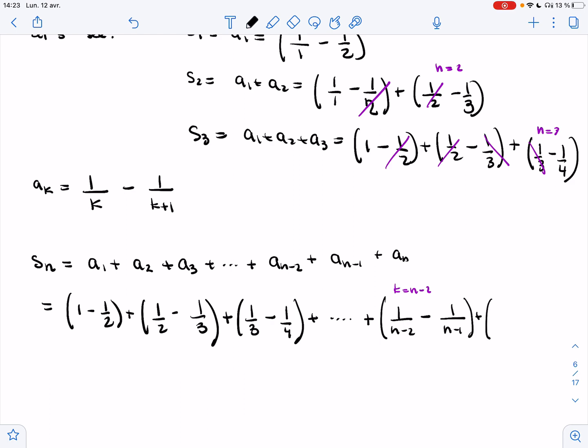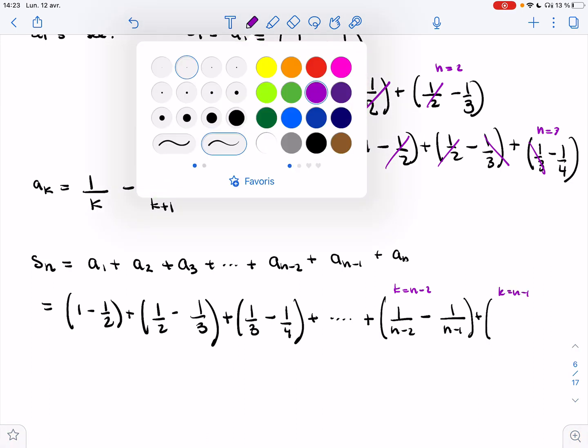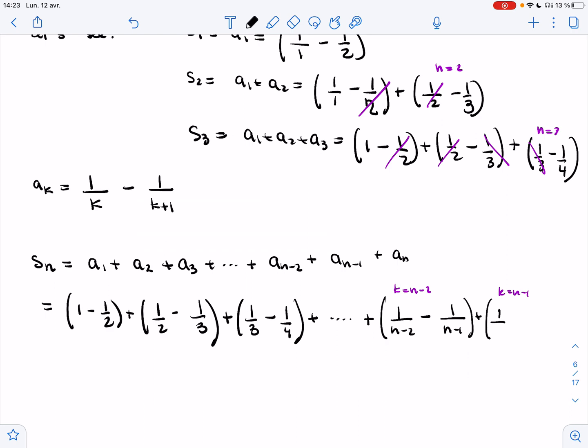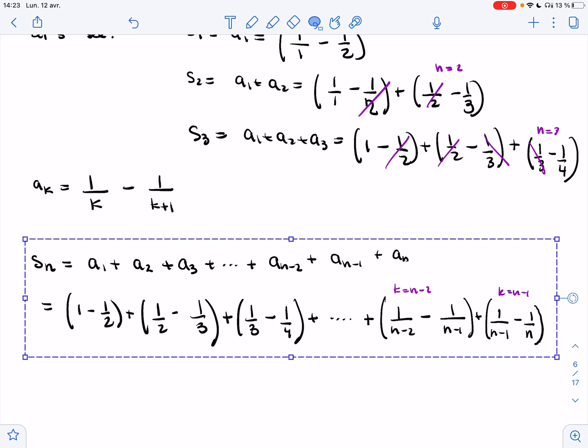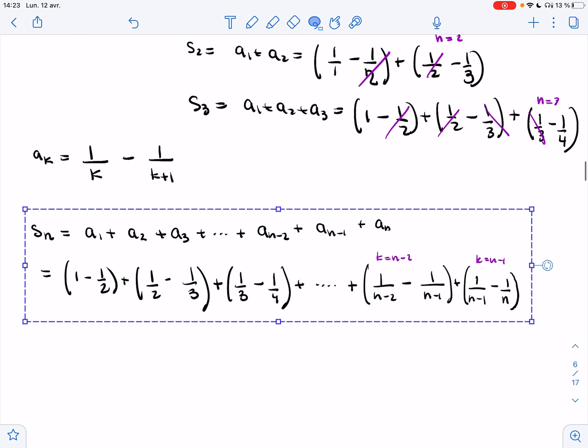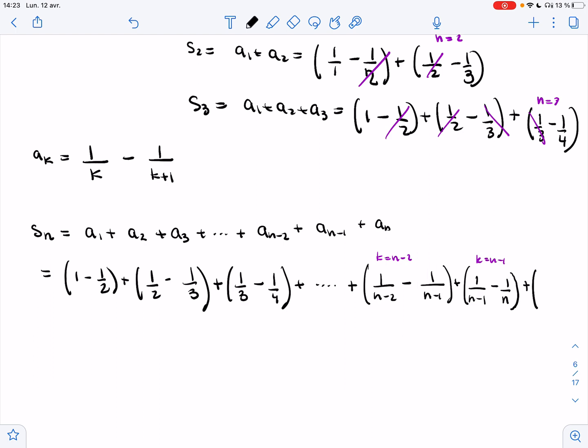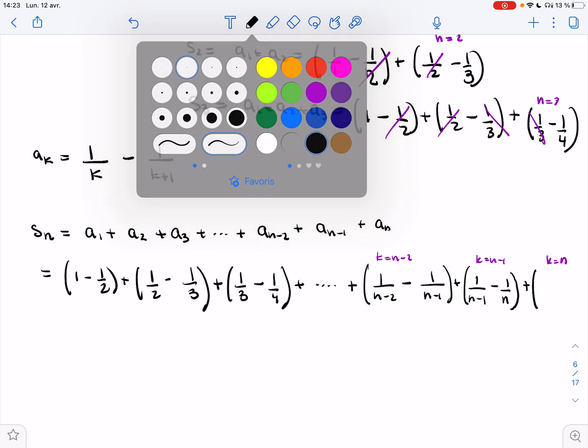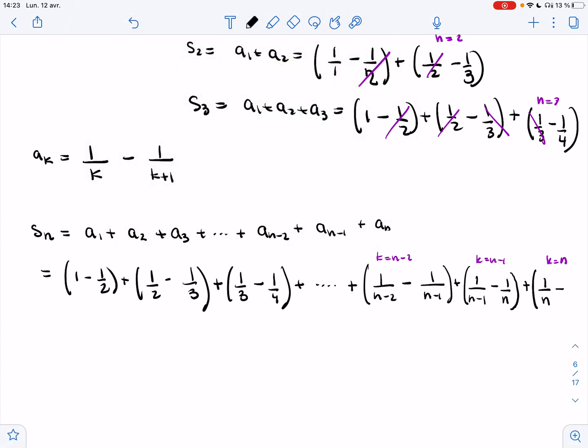All right, now I'm going to take k equals n minus 1. I'm going to have 1 over n minus 1. And then when I put n minus 1 here, it's going to be n minus 1 plus 1. It's going to be 1 over n. Let me make a bit of room to make sure I'm not too squished. And then for the last one, I'm going to plug in k equals n. I get 1 over n minus 1 over n plus 1.